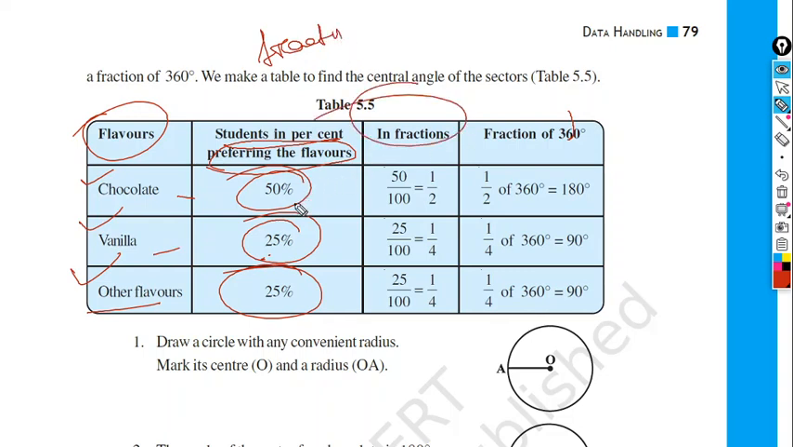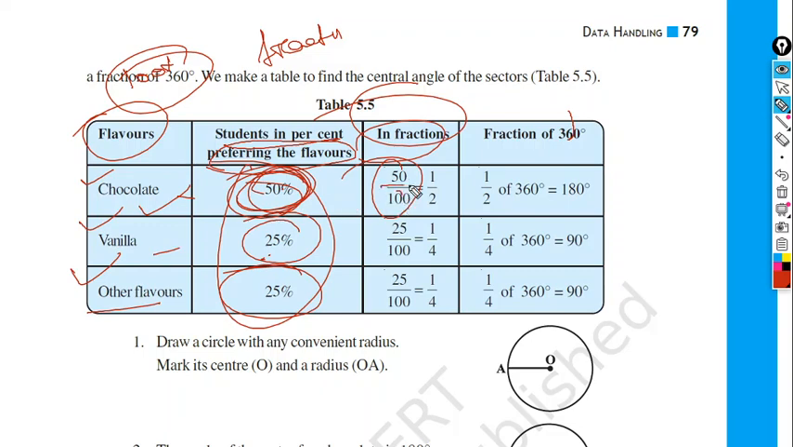So for fraction, total percentage is 100%, isn't it? 100%. Out of 100%, 50% are chocolate. So what is the fraction of percentage of people? The fraction will be 50 out of 100. That means 50 by 100. Okay? As it is percentage here, we are dividing by 100. So 50 by 100, cancel it out, equals 1 by 2.